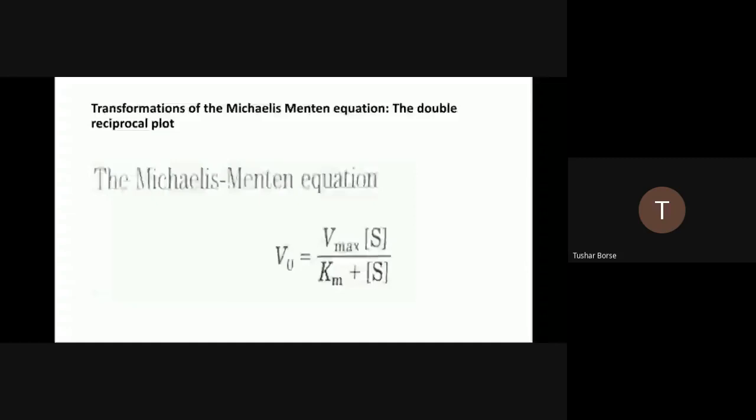Yes, you are audible. But before you proceed, I just wanted to ask a question to all of you. She is now explaining to us the transformations of the Michaelis-Menten equation, that is the double reciprocal plot. So why was there a need felt to go for the transformation of the MM equation? Can anyone tell me why you require these transformations or modifications of the MM equation?